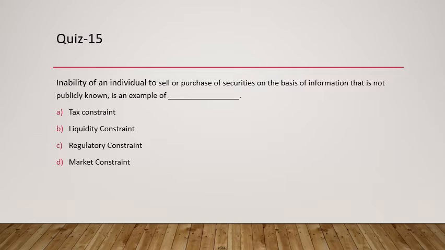This takes us to question number 15. The sale or purchase of securities by an individual on the basis of information that is not publicly known is basically called insider trading. What is insider trading? Insider trading happens from unpublished price sensitive information. So this will not fall into tax constraint, not fall into liquidity constraint. This will actually fall into regulatory constraints because you are not supposed to do insider trading.